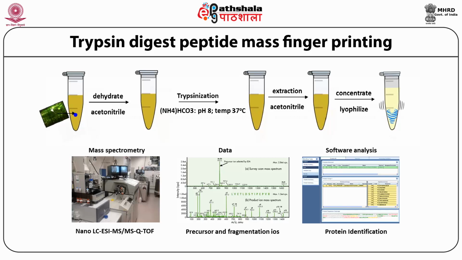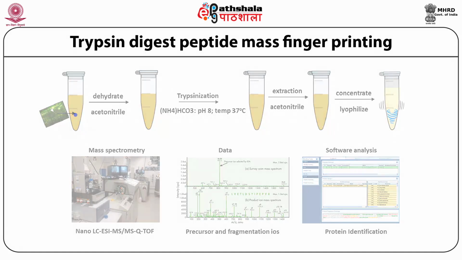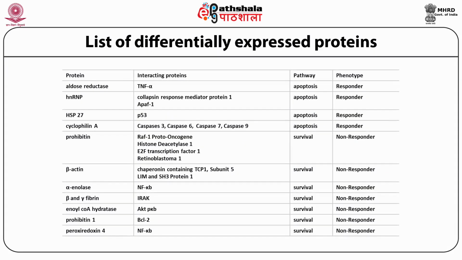This particular data is then matched with the data bank and software analysis is used for the protein identification. The trypsin digest is very specific and is different for different proteins. It is therefore important to understand that the specific action of trypsin here is akin to the fingerprint that is there on every person.